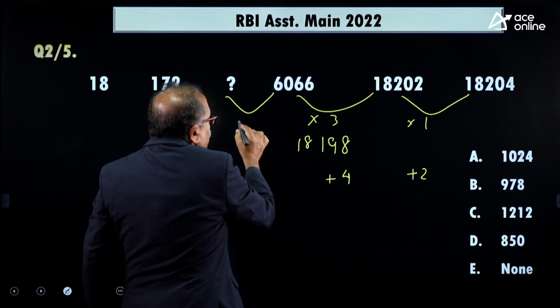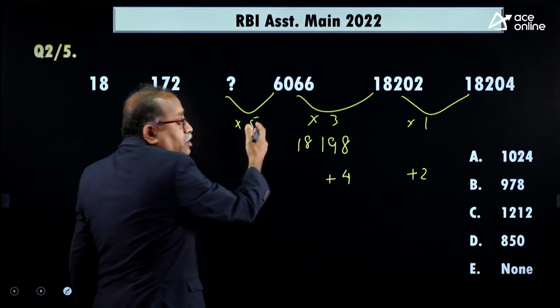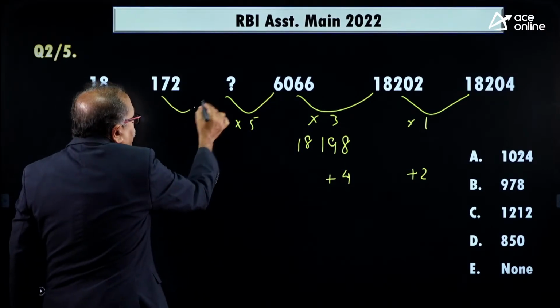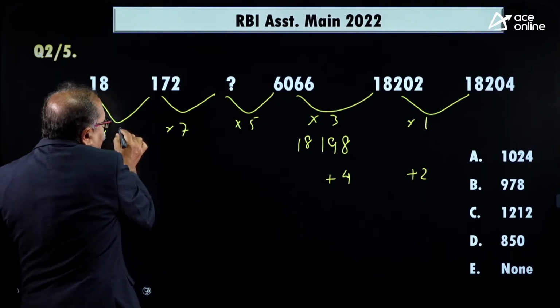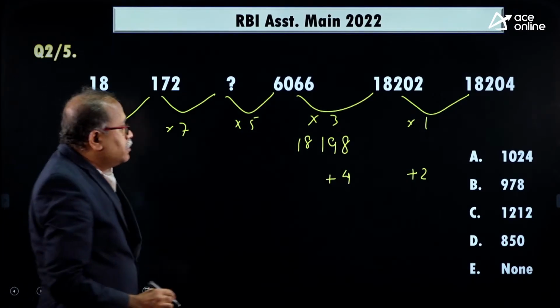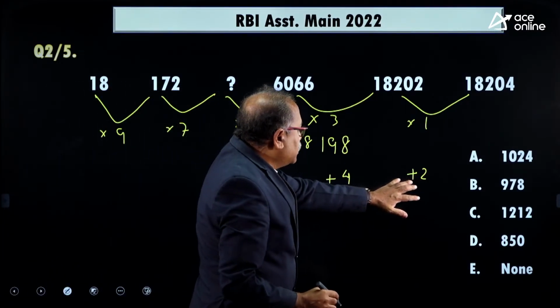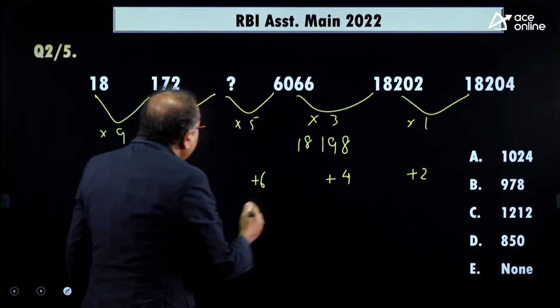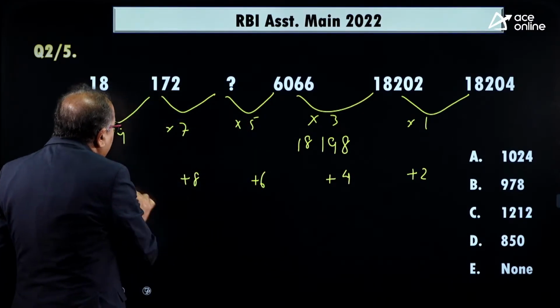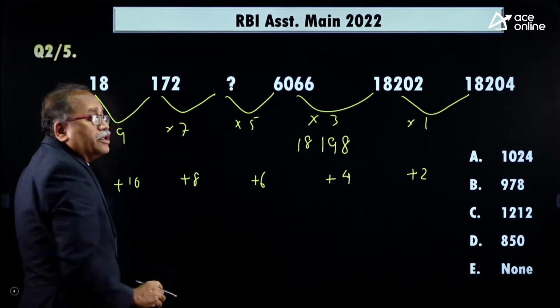So, from here to here it could be into 5 because odd numbers, and from here to here it could be into 7, and from here to here it could be into 9. And when I am coming to the addition part, that plus 2 plus 4, then increasing order from this side plus 6 plus 8 and plus 10, this could be the order.